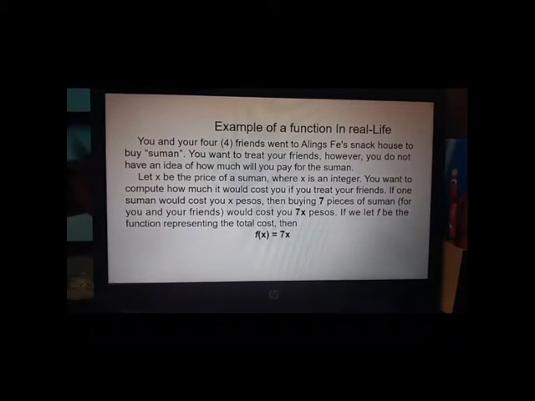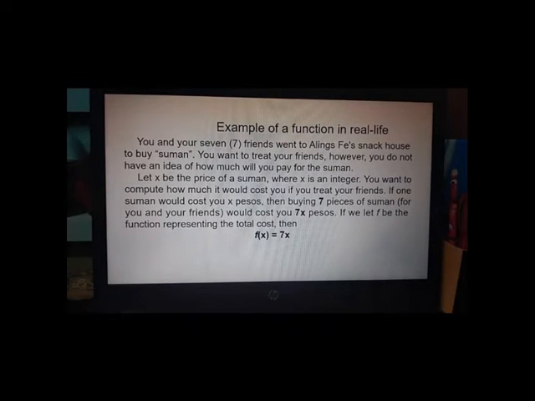Now, let us relate function to a real-life situation. You and your 7 friends went to Aling Fest's snack house to buy suman. You want to treat your friends. However, you do not have an idea of how much you will pay for the suman. Let x be the price of a suman, where x is an integer. You want to compute how much it would cost you if you treat your friends. If one suman would cost you x pesos, then buying 7 pieces of suman for you and your friends would cost you 7x pesos. If we let f be the function representing the total cost, then f of x is equal to 7x.